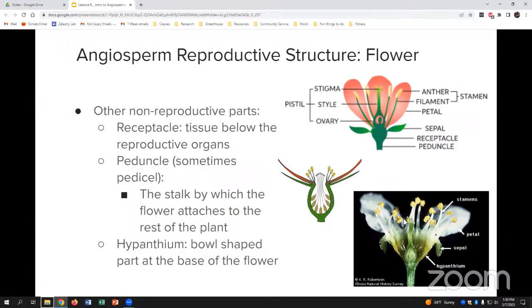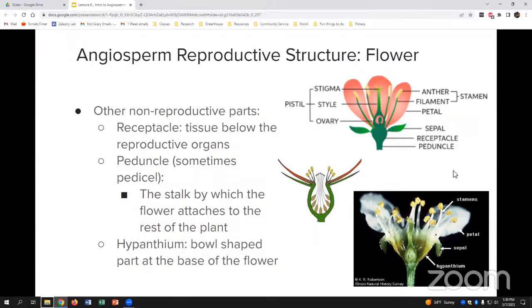And we can see that on the real flower as well. So we see a petal, we see our stamen, and we see a sepal, all of these attaching and leading us into this tube, that hypanthium. And then at the center, we see our ovary, our style, and our stigma.